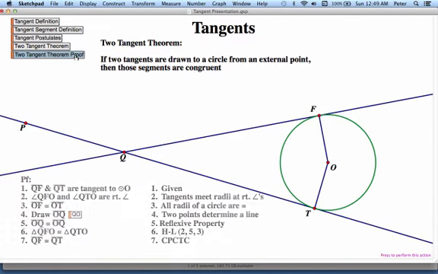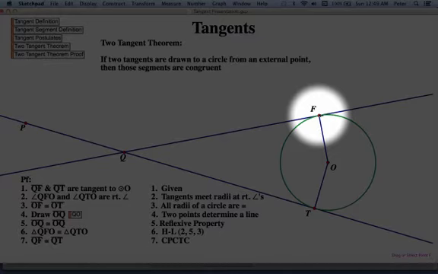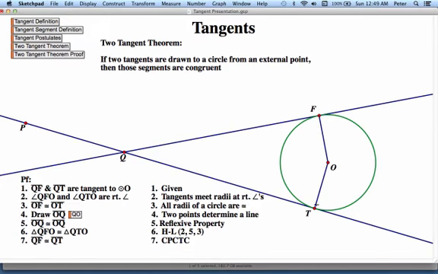Let's take a look at the proof of that. Well, we know that they're both tangent because that's given. And because they're tangent, they will meet the radii at 90 degrees. That's the postulate we just learned. We know OF and OT are congruent because they're radii of the same circle. So now let's draw QO, the line joining the center of the circle with the point outside the circle where the tangent segments begin. So now I know that QO is congruent to QO because of the reflexive property.